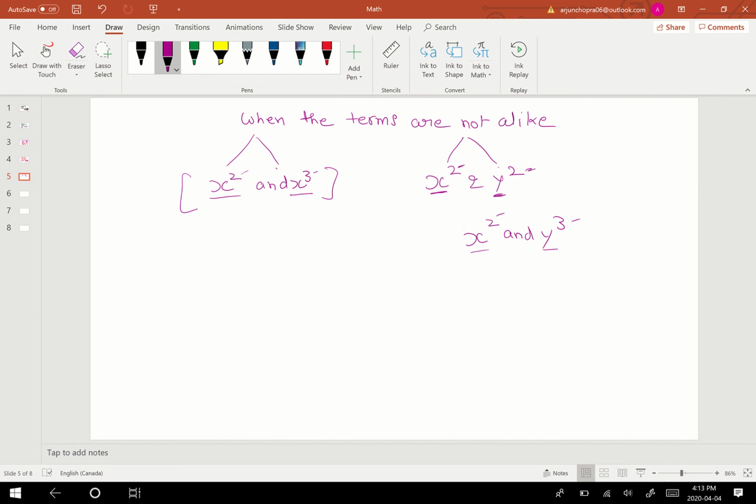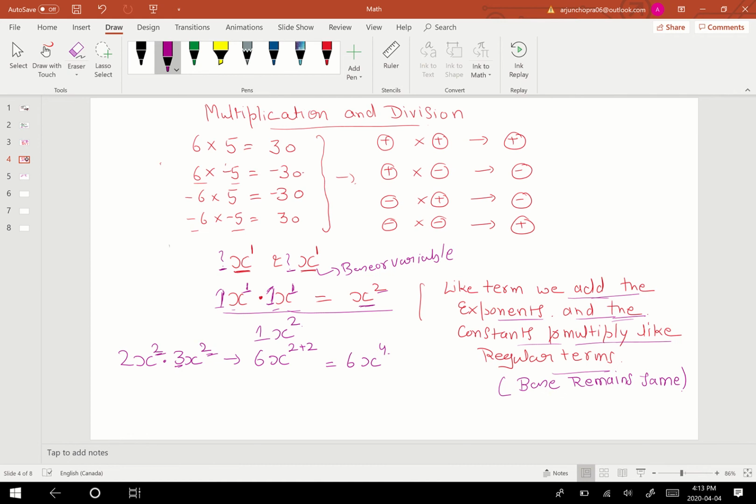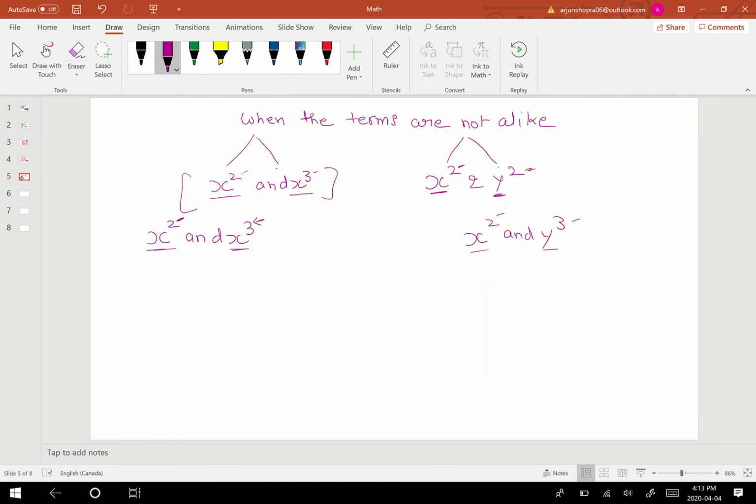Let's look into the very first option. If you have x square and x cube, in this case the base is the same but the exponents are not the same, so we will apply the same rule we've learned previously. We can apply the same rules to these unlike terms because the base is the same. If this is x raised to power 2 and I'm multiplying with x raised to power 3, the exponents will add up and the base remains the same. So x raised to the power 2 plus 3 is 5, and then the constants will multiply with each other.